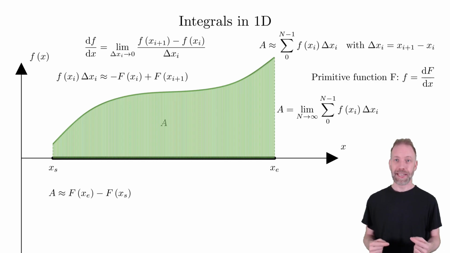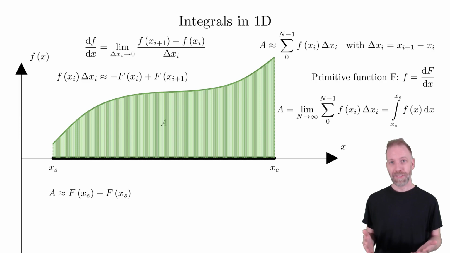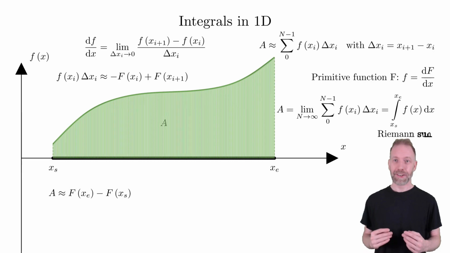This is what we call the integral from xs to xe of f of x dx. Similar to the derivative, we change from delta x to dx in the limit. If you are a true mathematician, you should also prove that the error actually goes to 0. But we'll skip that here. The sum we use to calculate the area is called the Riemann sum.